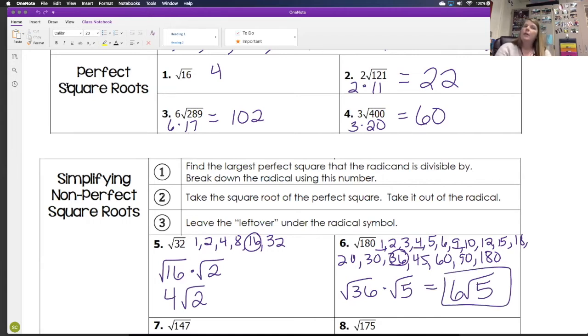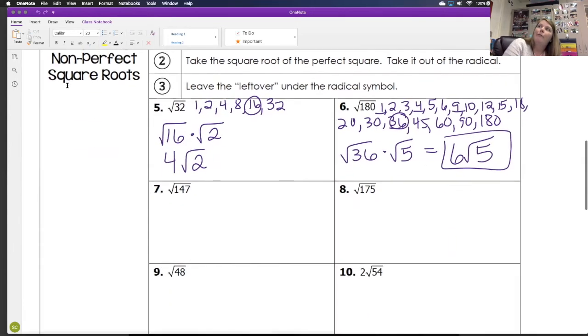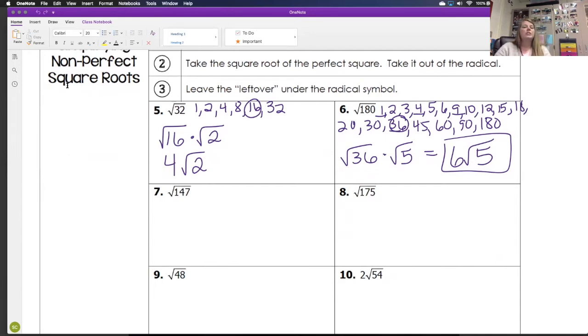Okay, here's what I'd like you to do. I want you to try number 9. Number 9 says the square root of 48. When you're done, digital students, send me your answer in the chat, and you guys raise your hand when you're done with that one so I can come look at it. So square root of 48 is the one you're working on, number 9.